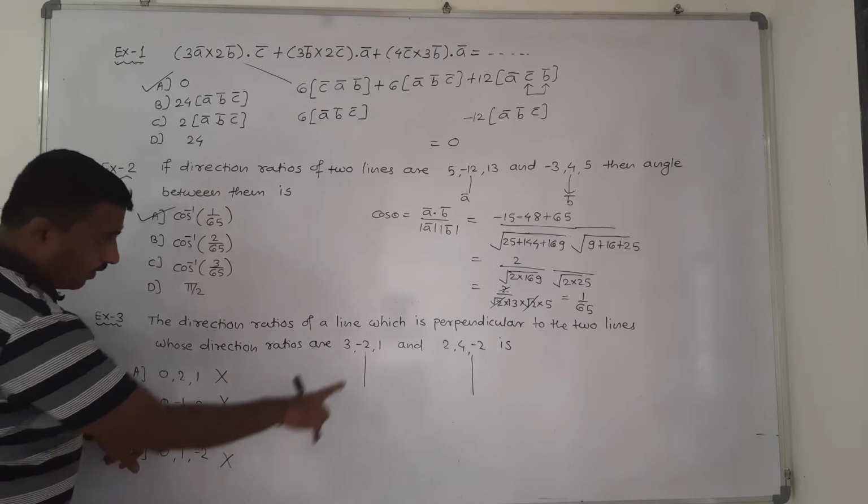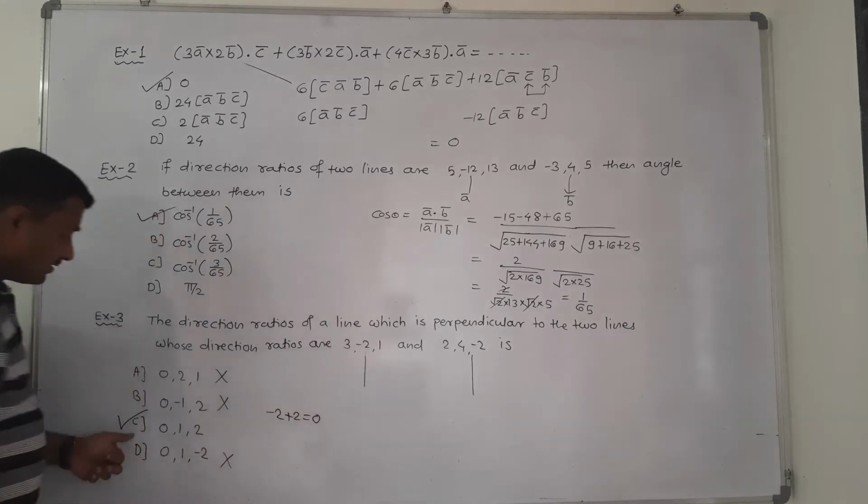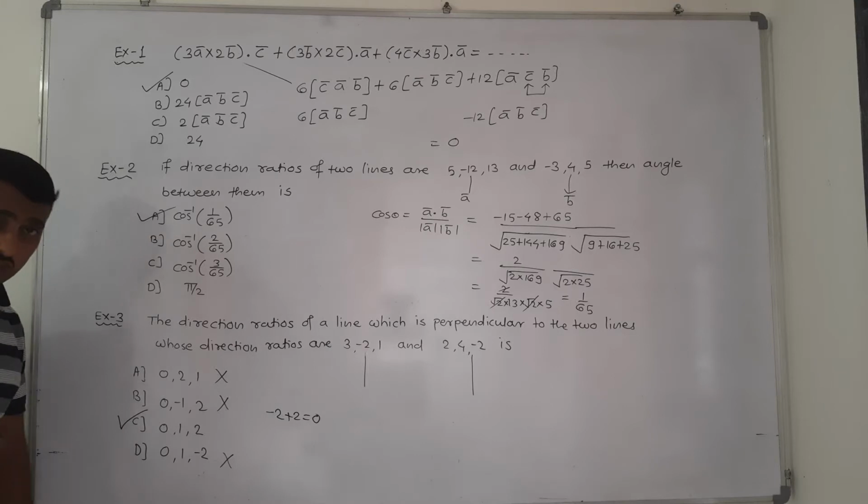0 3 0, 1 minus 2, and 2 into 1 plus 2, it is 0 just. Only this is possible for C, therefore option is C only.